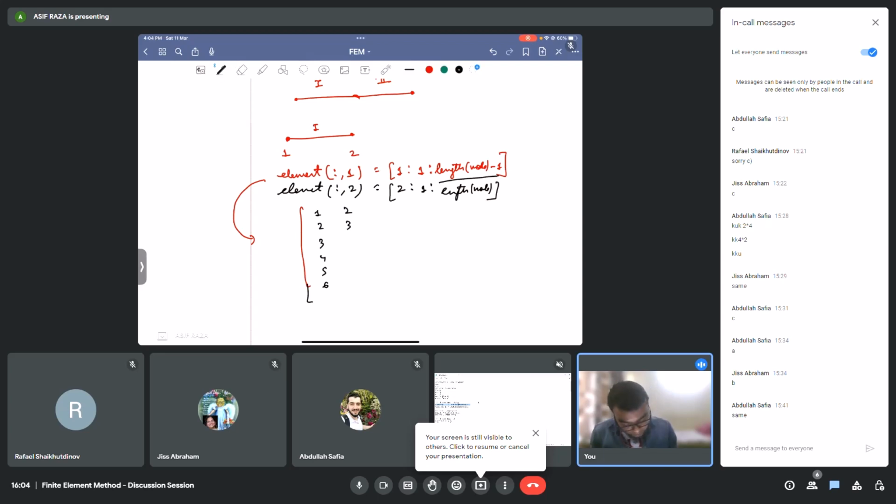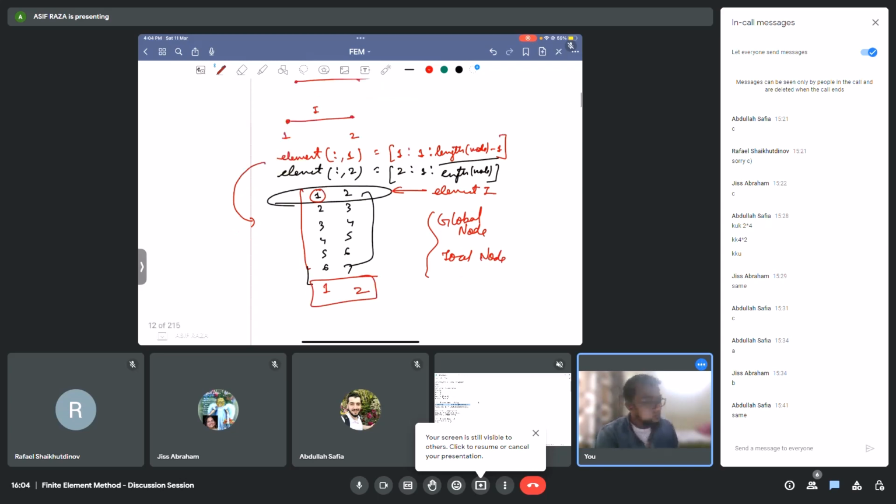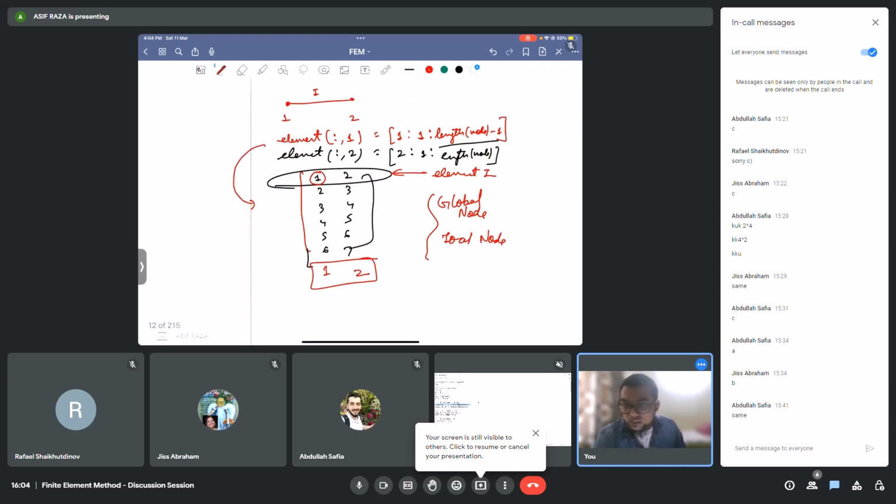So this will be 2 3 4 5 6 1. So the code also says the same thing, that this first element 1 has the nodal connectivity node 1 as its element node, like there is a global node and local node. So local node 1 2, and these are numbered as global node. Okay, I hope that makes sense.